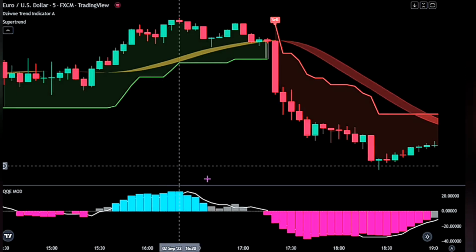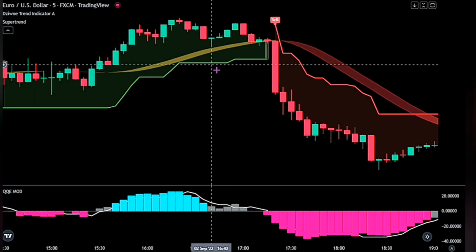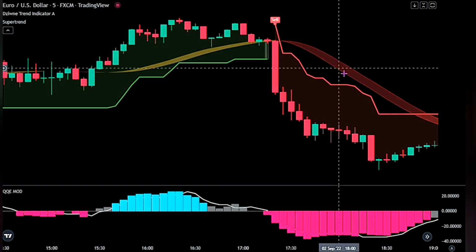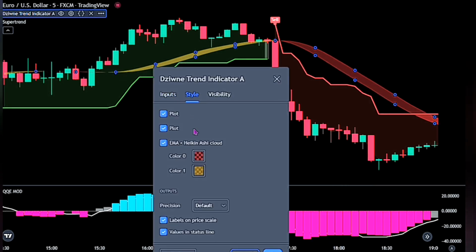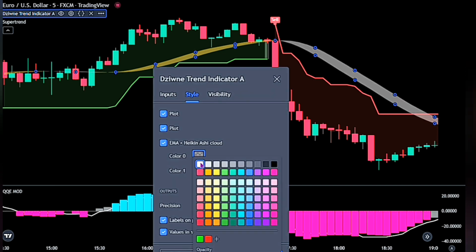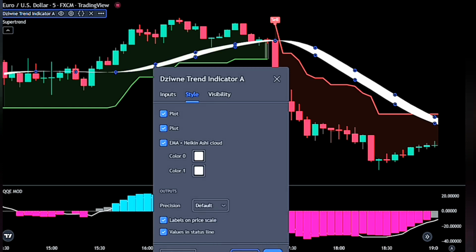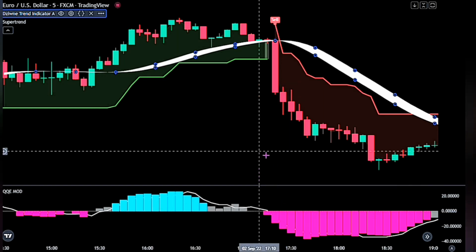So for the settings, all indicators are perfect on their default settings, except for the Dzewne trend indicator. Go ahead and double click on it. We will only be making adjustments on the style, so go ahead and change color 0 to white. Then increase the opacity for better visualization. Also change color 1 to white and equally increase the opacity. When you are done, go ahead and click on the OK button and we are set for the strategy.